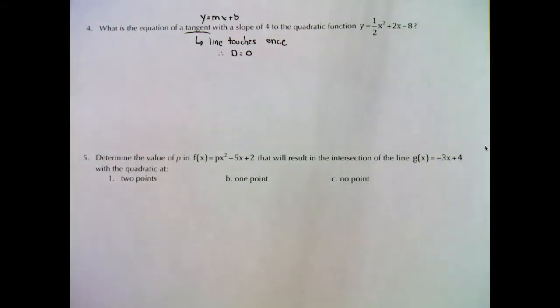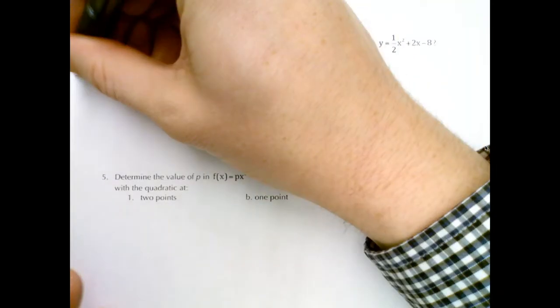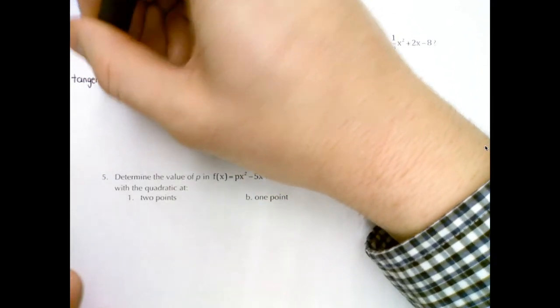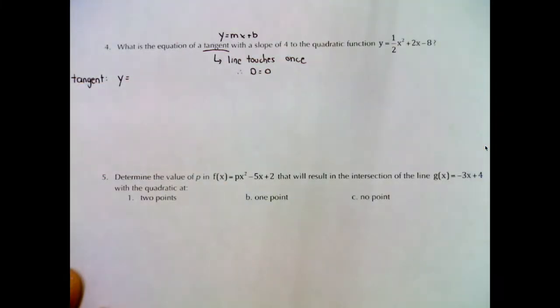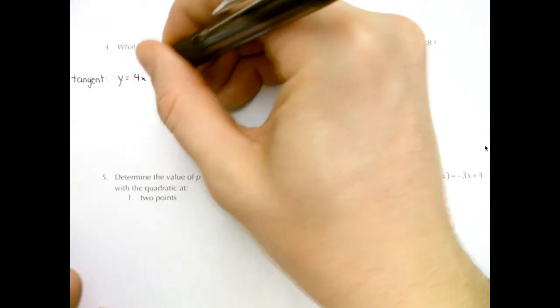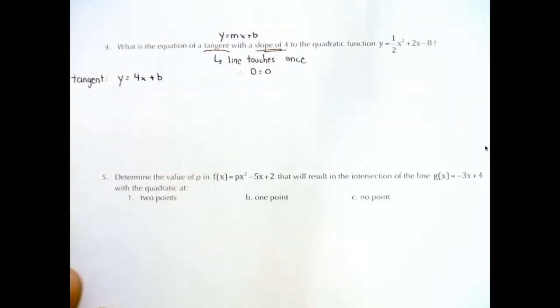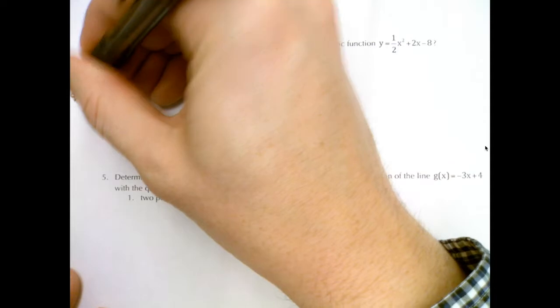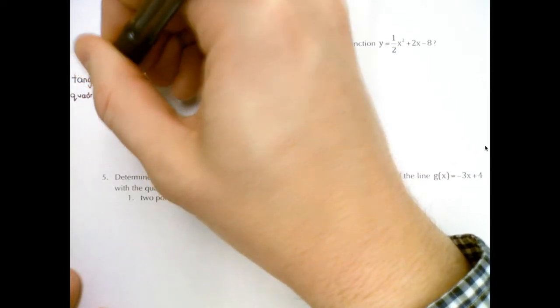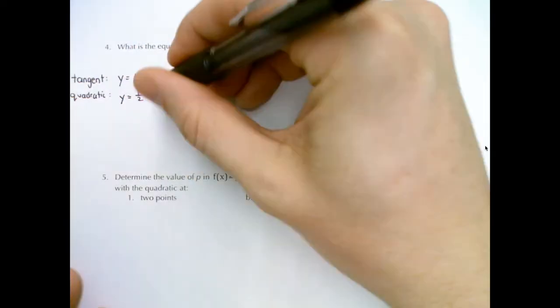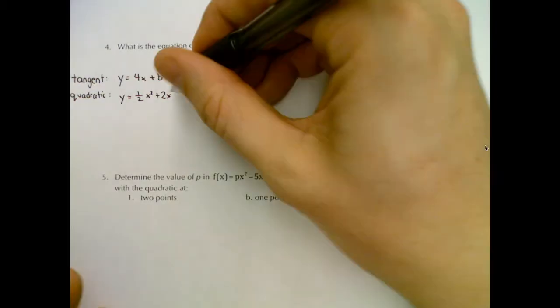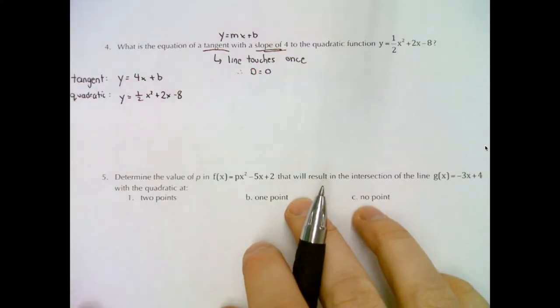So, what do we know? Well, about the tangent, we know y equals mx plus b. They tell us that the slope is 4. The slope is m, so we know 4x plus b. We don't know what b is. And about the quadratic, we know y equals 1/2 x squared plus 2x minus 8. We know the whole equation of the quadratic.